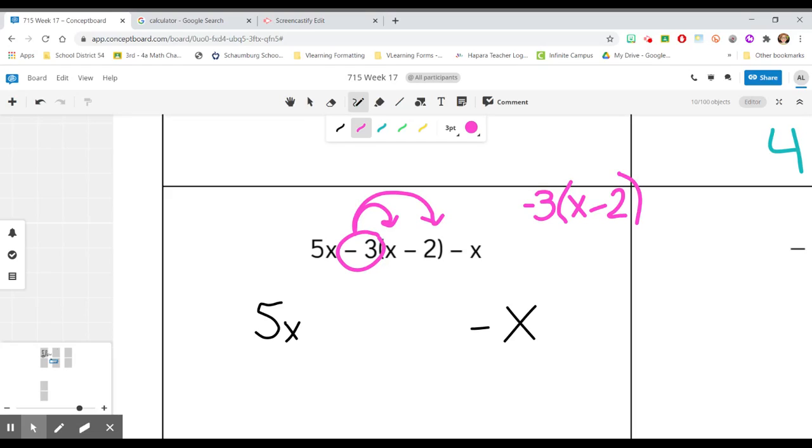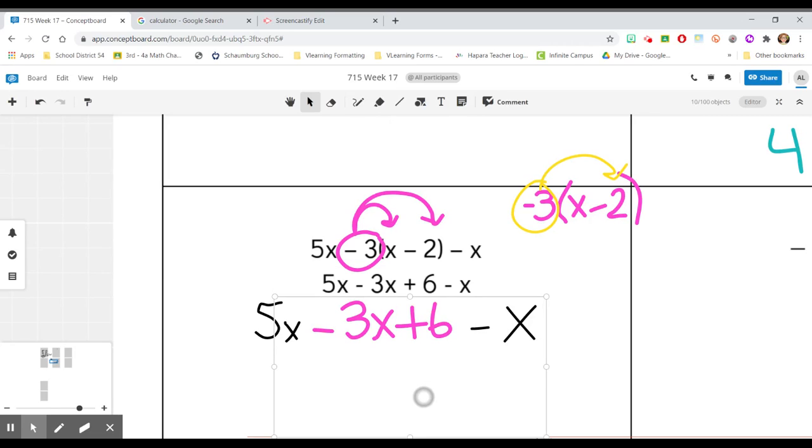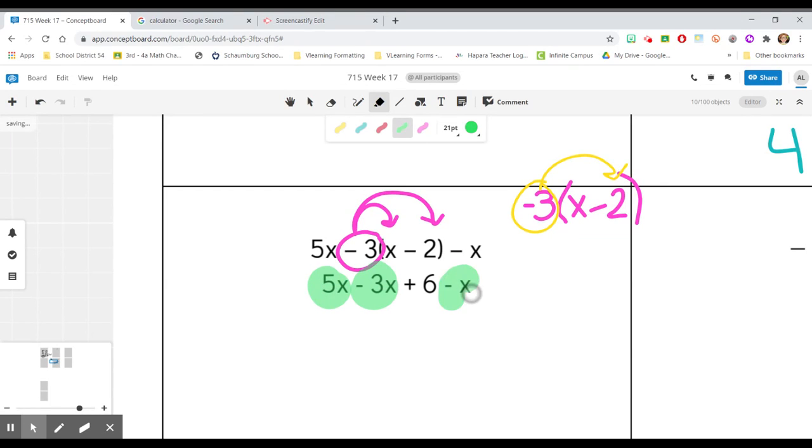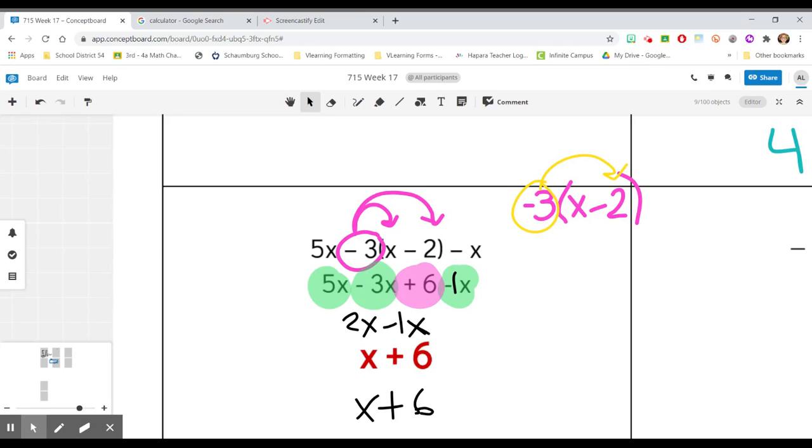So when I distribute this, 5x minus 3x plus 6. So let me check my work there. That is correct. Okay, now I can officially combine my like terms, variable terms, and my constant term. 5x minus 3x is 2x, and then if I subtract an x, that means I'm left with just x plus 6, because there's nothing being added to that term. Let's check our work. We got the correct answer. Let's move on to the next one.